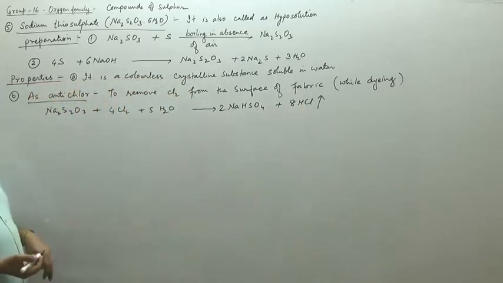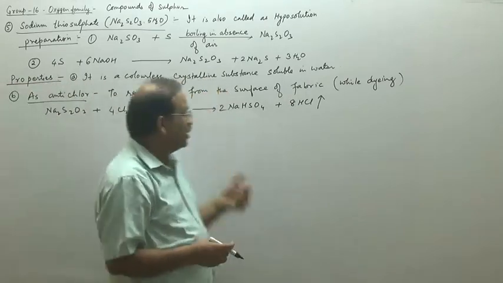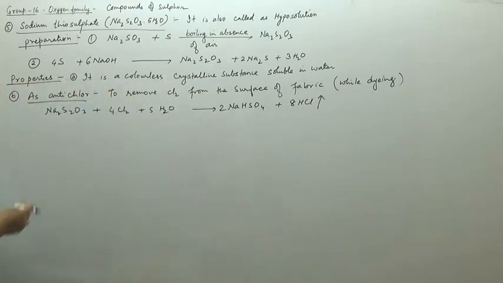That is how we are able to remove chlorine from the surface of fabrics by reacting with thiosulfate and water. So that is how we can write about its use as an anti-chlor.